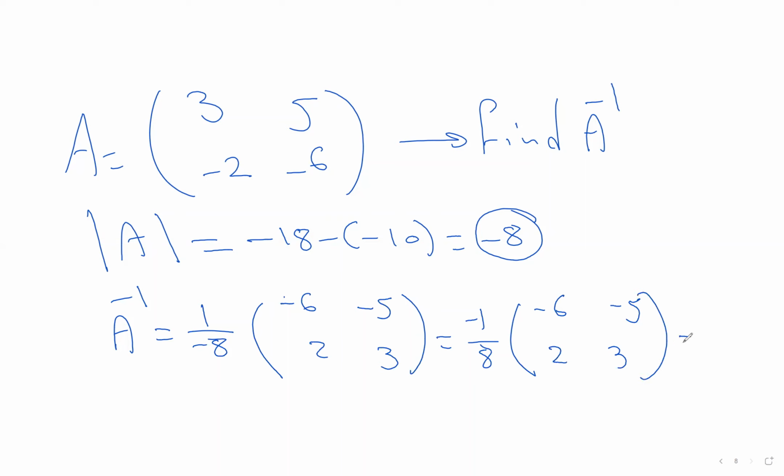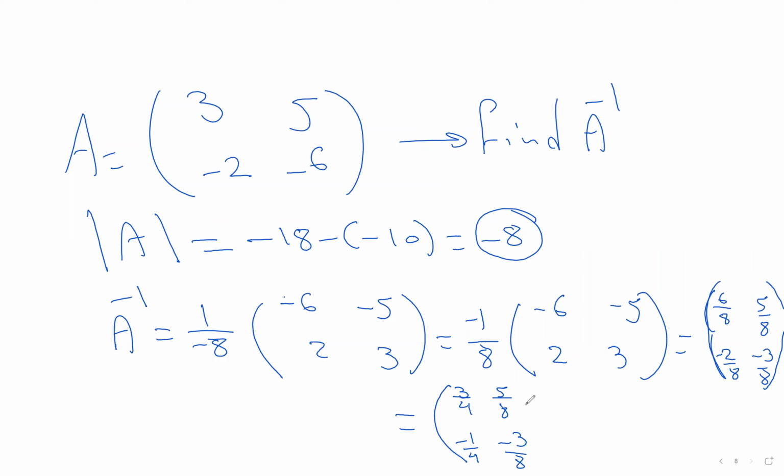And you can multiply this by each item in this A matrix. It will be 6 over 8, 5 over 8, 2 over 8, negative 2 over 8, negative 3 over 8. Or you can simplify some items in it, which is 3 over 4, 5 over 8, negative 1 over 4, negative 3 over 8. It's okay? What's your problem in this one?